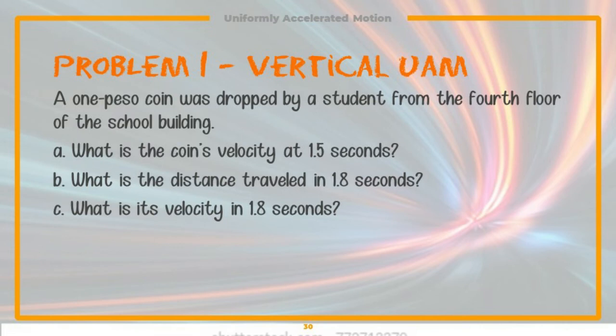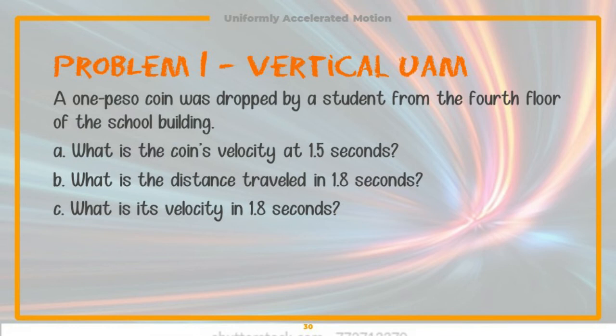A 1 peso coin was dropped by a student from the 4th floor of the school building. A. What is the coin's velocity at 1.5 seconds? B. What is the distance traveled in 1.8 seconds? And letter C. What is its velocity in 1.8 seconds? Kung paano natin ginawa yung number 1 problem natin, ganun din natin gagawin yung next problem. Kaya lang, there is a little difference kasi nga, this is in vertical dimension.